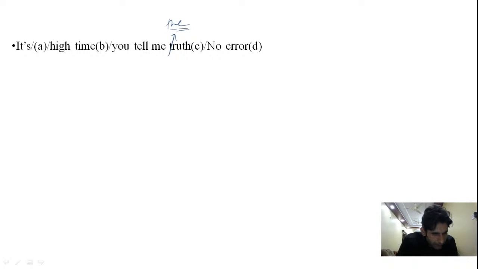Okay, so Deepshika, that's absolutely fantastic. You have actually told me the exact answer. You exactly know that it should not be the V1 form but the V2 form, and here "tell" should be "told".